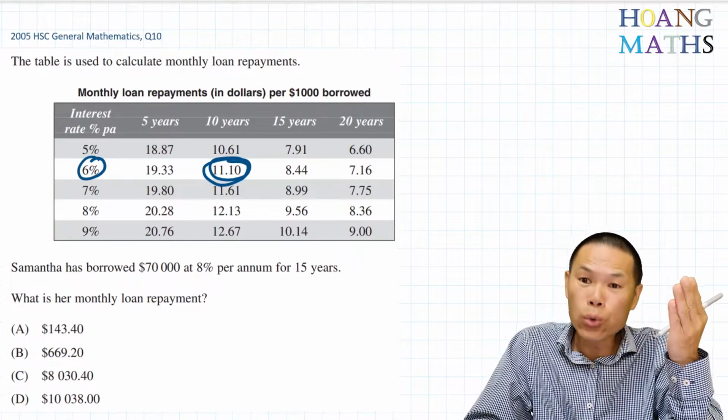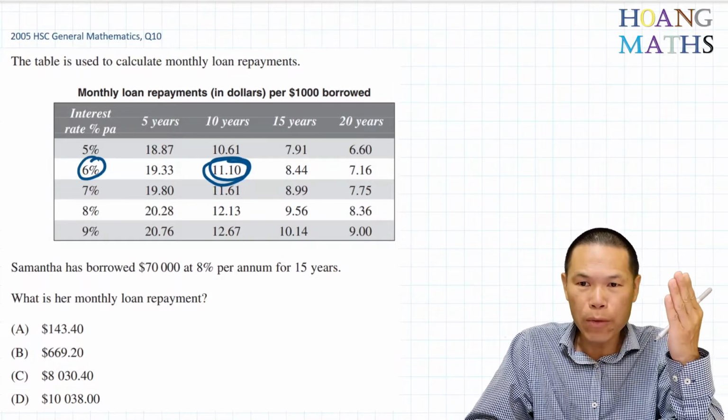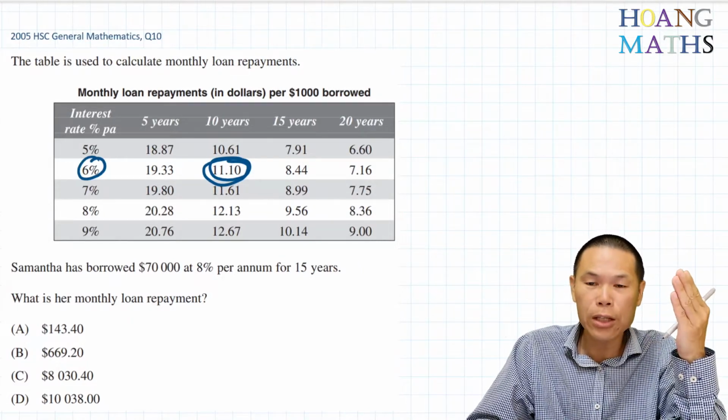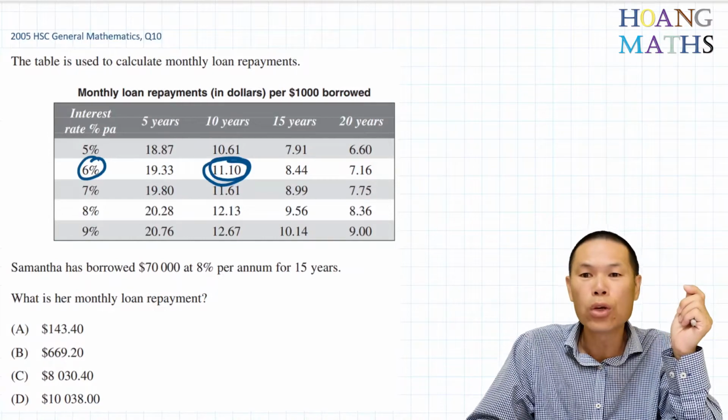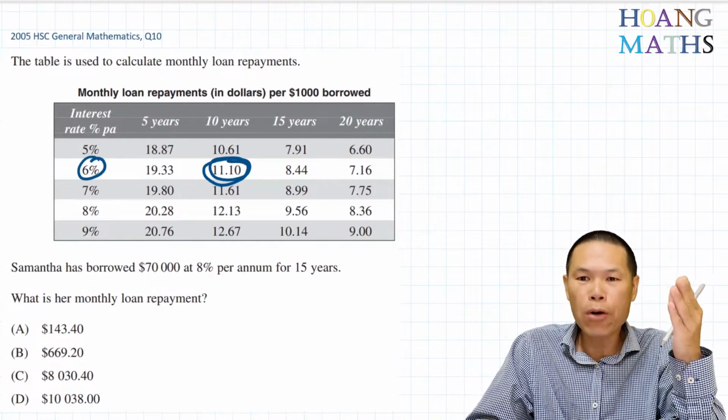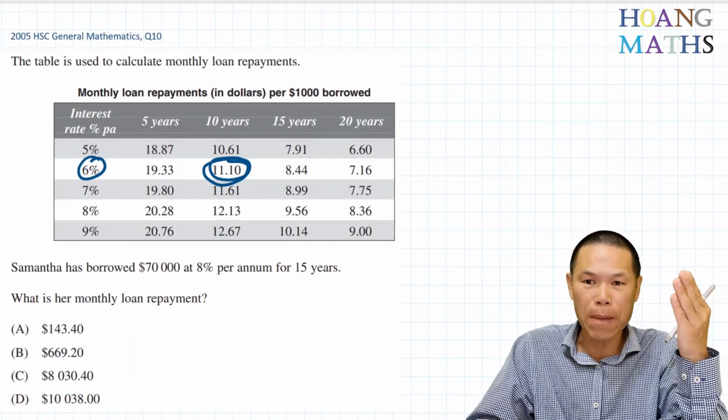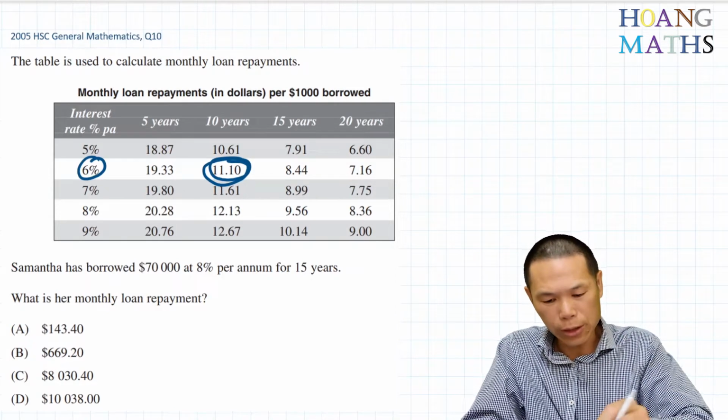So if you borrow $2,000, that means you pay double that amount. That is $11.10 times 2, so $22.20. But if you borrow $5,000, you pay 5 times that amount, okay? So let's get into this question.